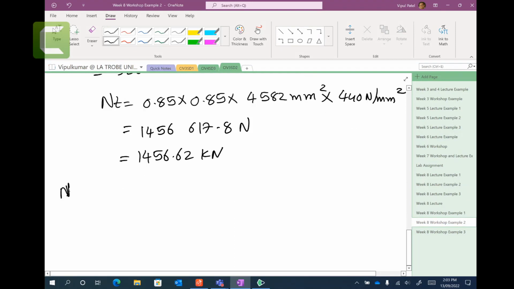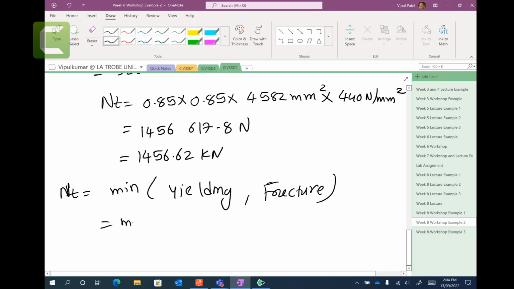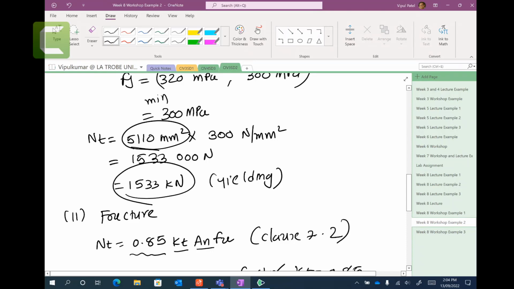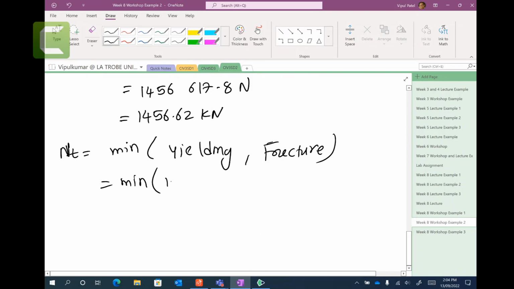So NT would be the minimum of yielding and fracture. I'm just writing it up, okay? Because I think this is repetitive. I think you are smart enough now to crack this one. 1456.62 kilonewtons.